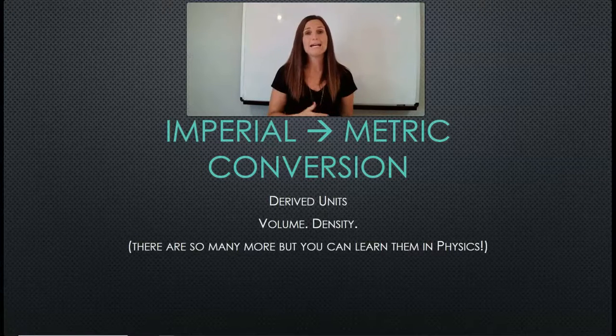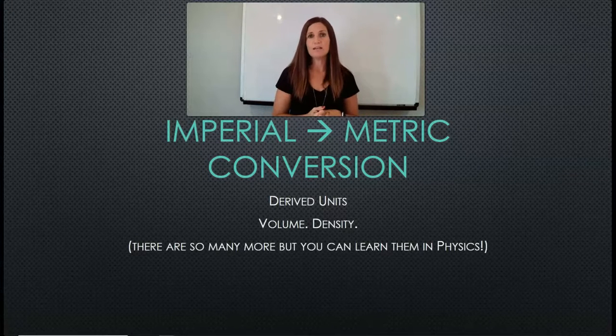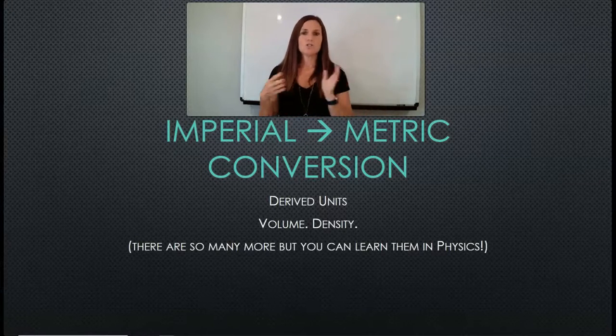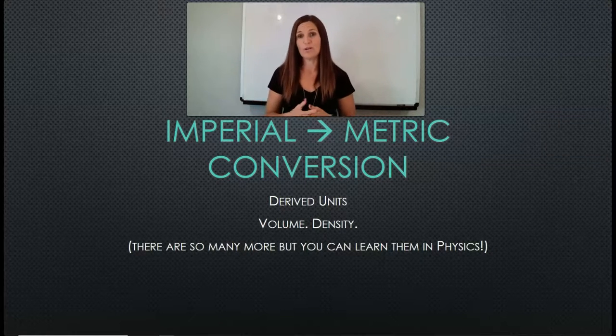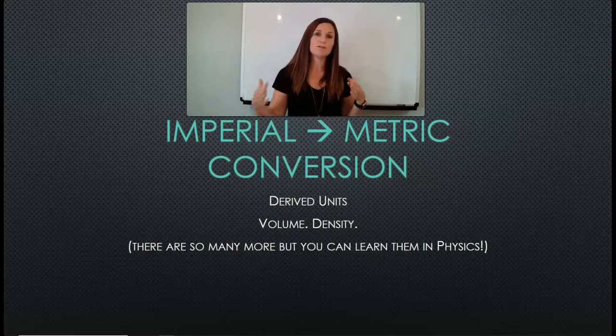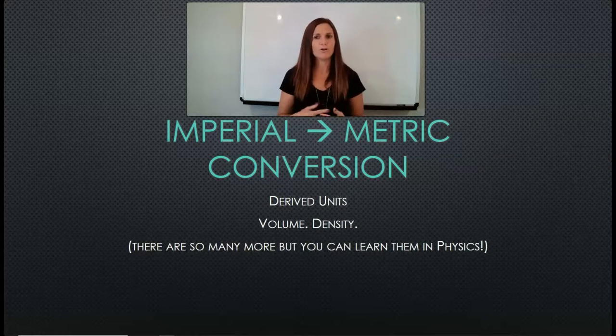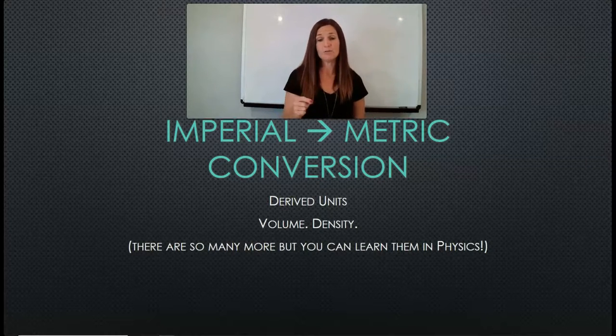So converting mass and length are two ways that we can convert metric to imperial units using our base units, but we also have derived units that we use. And so now we're going to be doing some conversions and looking at what happens when we have a derived unit. Volume, as you know, is a derived unit.